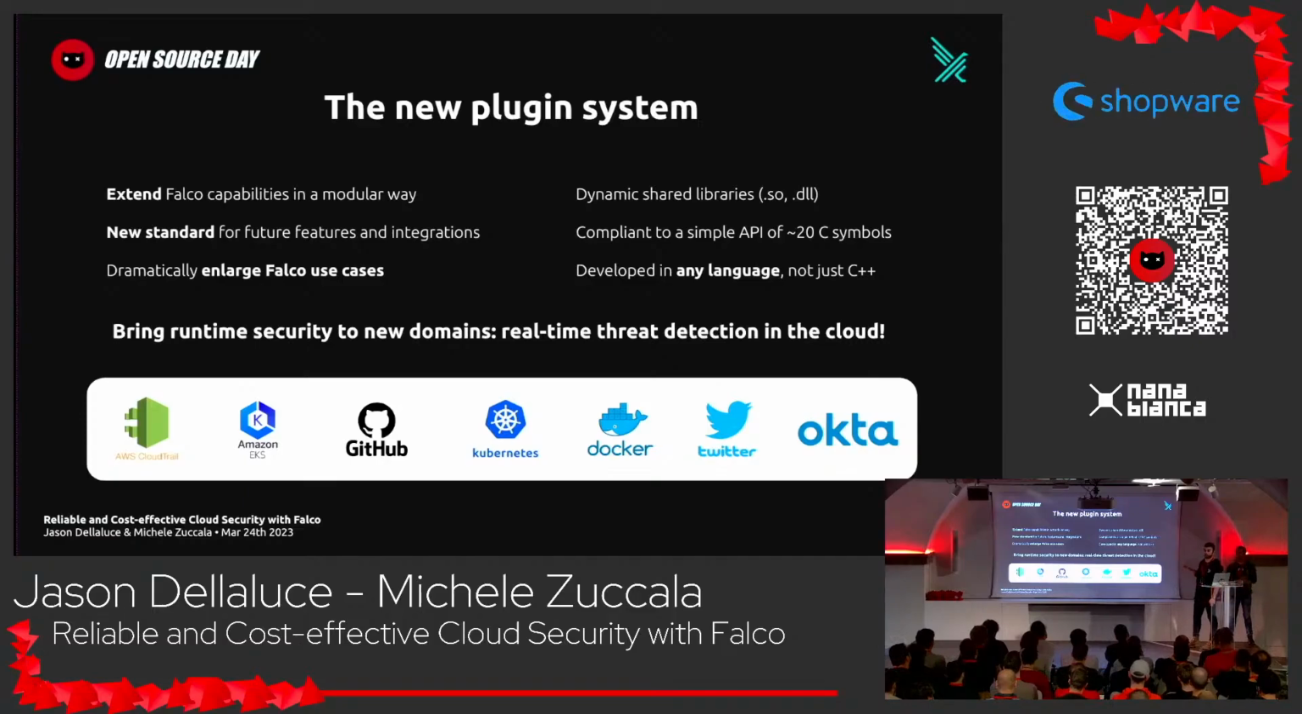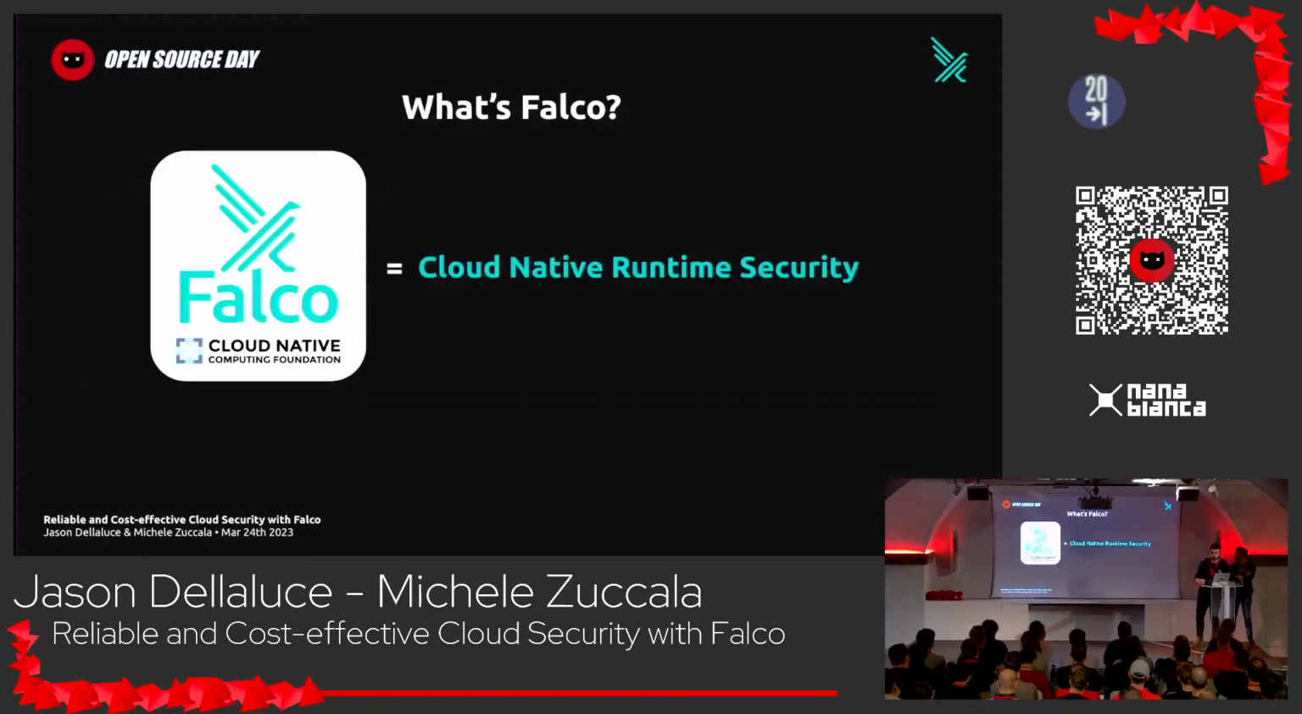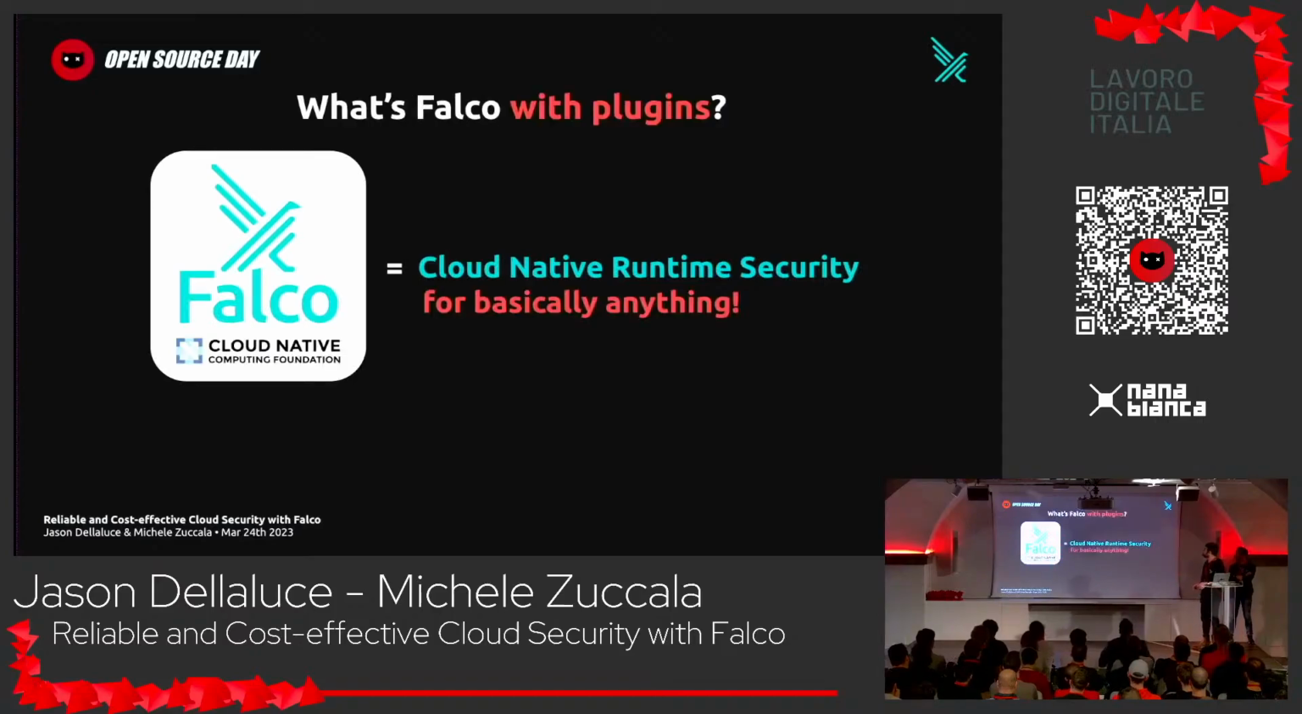Now, this would not have prevented that, but people would have been able to be notified about something that was about to happen much faster than what the story told us. So at the end of the day, Falco is runtime security. If you add the cherry on the cake of plugins, you can use that not just for the system kind of events, but basically everything you prefer.